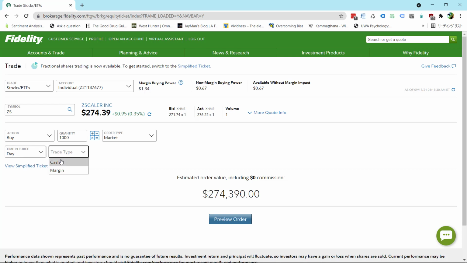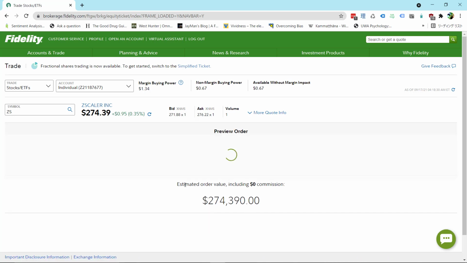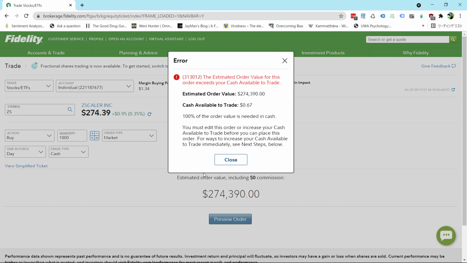Trade type, that's up to you. Do you want to use margin, borrow money from Fidelity, or do you want to just use your cash? Now that we've filled everything out, we are ready to preview order. It's going to tell me I can't because I don't have the money. But it's going to pop up and just say, you sure? And you click yes. There's no more decisions to be made after preview order is clicked.